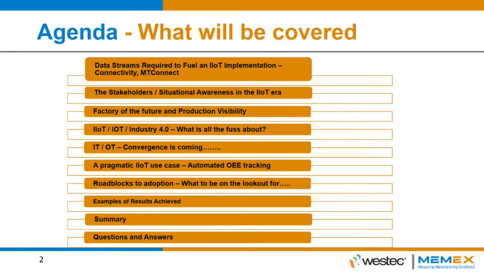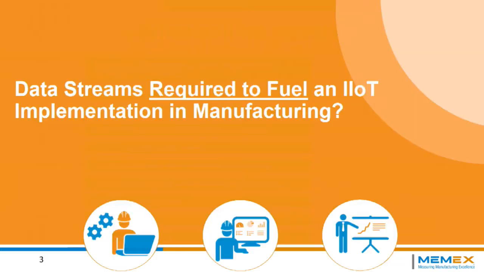This will be the agenda we'll be covering. We'll talk about the data streams, in other words, the fuel to fuel an IIoT implementation in manufacturing. We'll talk about, obviously, stakeholders and situational awareness. We'll go to the factory of the future and production visibility. We'll then go to IoT, OT convergence. So what's the fuss all about? We'll talk about automated OEE, a pragmatic business use case. Roadblocks to adoption, examples of results achieved. We'll have a summary, and then we'll have some Q&A at the end. So with that, let's get started.